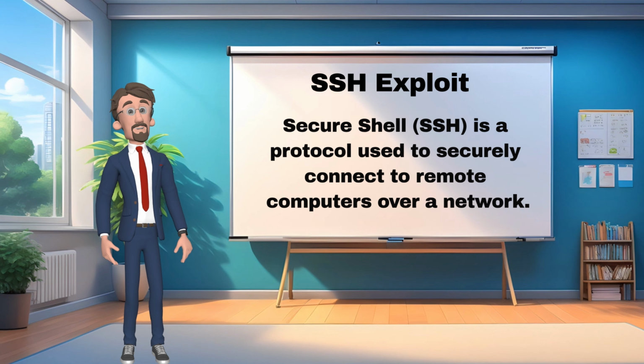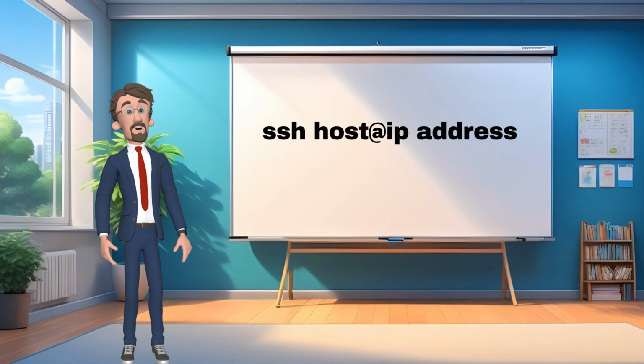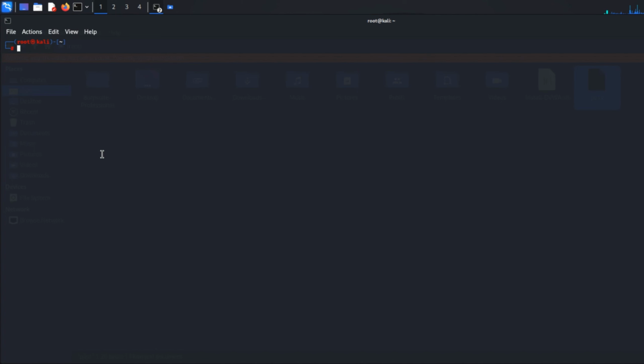Secure Shell, SSH, is a protocol used to securely connect to remote computers over a network. It's commonly used by system administrators and developers to manage servers, configure software, and perform other tasks. The syntax of using SSH is: ssh username@hostname. For login with SSH, a username and password are needed. Our practical is about finding the SSH login password of the Metasploitable machine.